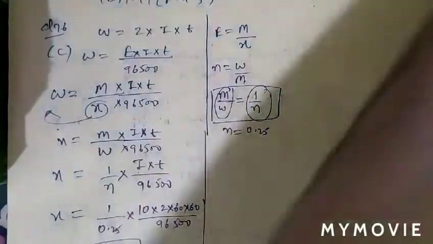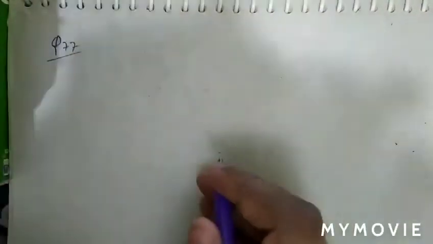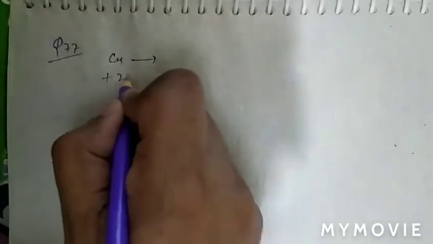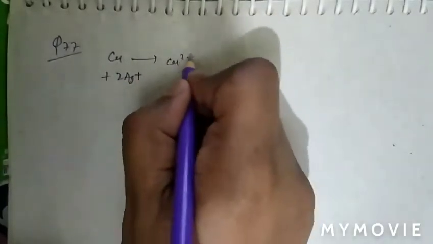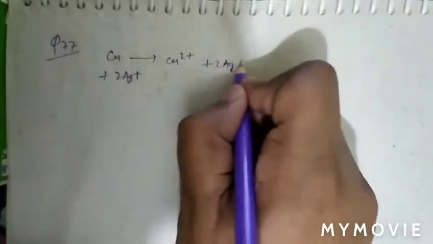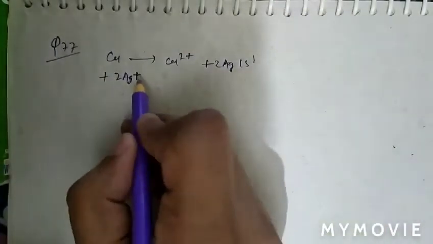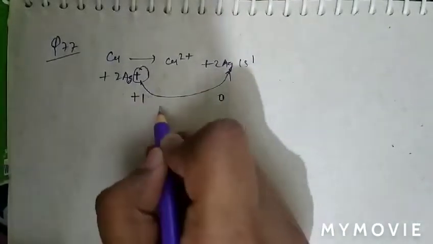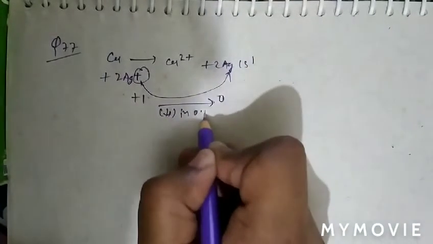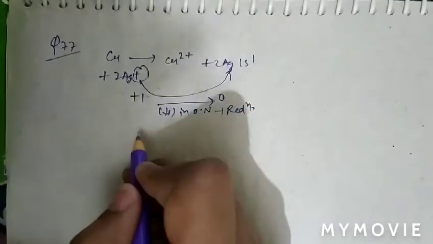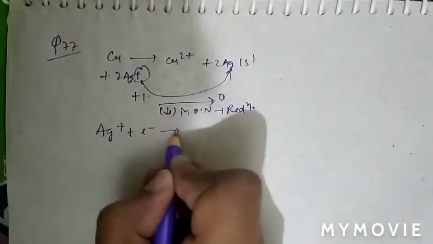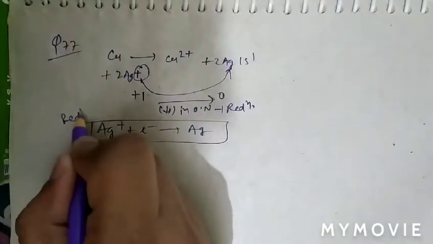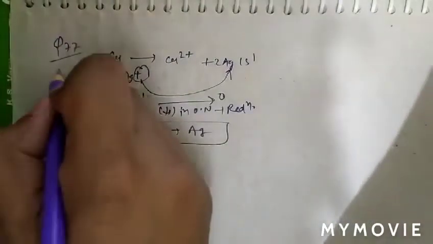See question number 77. In question number 77, the question is about the reaction Cu plus 2Ag plus gives Cu2 plus and 2Ag solid. As we know, Ag plus changes from plus 1 to 0, which means a decrease in oxidation number. Decrease in oxidation number means reduction. So the reduction reaction is when Ag plus gains an electron and changes into Ag. This is the reduction reaction. So question number 77, option C is correct.